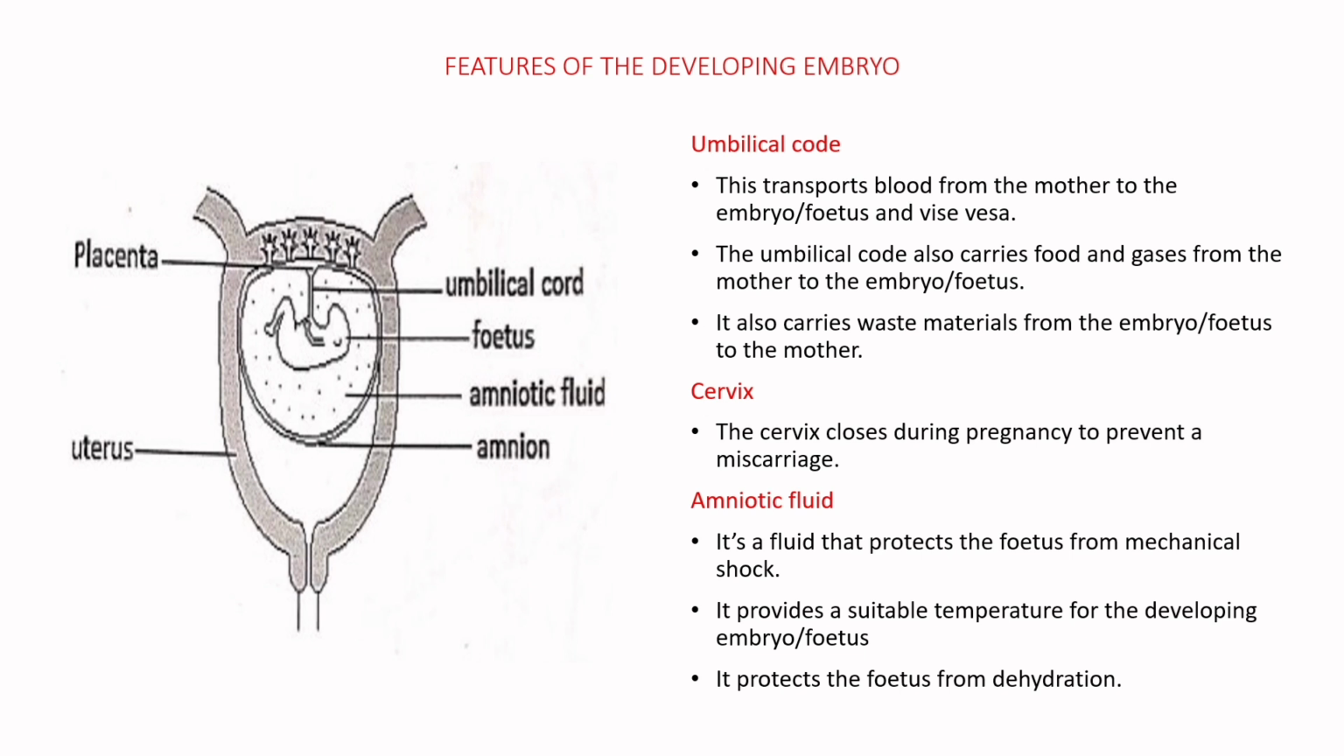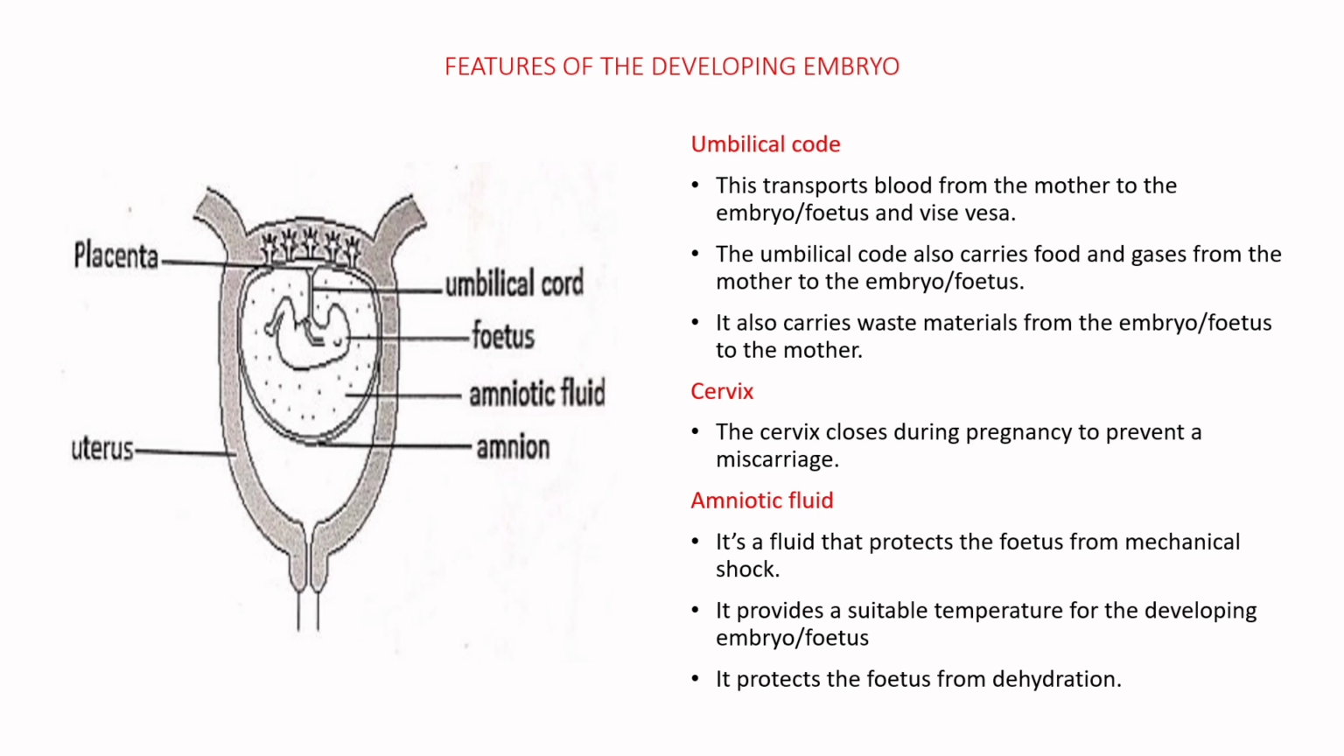Amniotic fluid. What's the function of the amniotic fluid? We say it's a fluid that protects the fetus from mechanical shock. It provides a suitable temperature for the developing embryo or fetus. Apart from that, it protects the fetus from dehydration. Okay, so after knowing these functions, we started by knowing the function of the amnion. We move to the placenta. If you know the function of the umbilical cord, the cervix, and the amniotic fluid, then you are good to go and answer any questions related to embryo development and the gestation period.